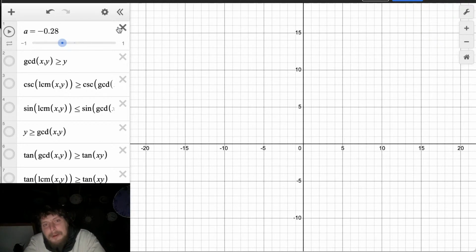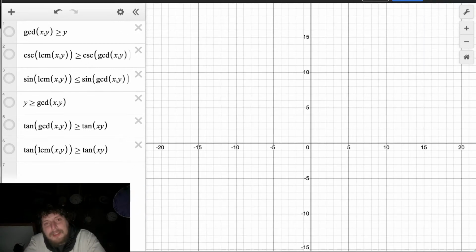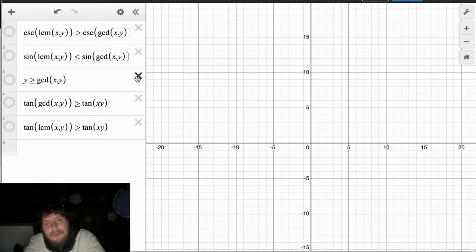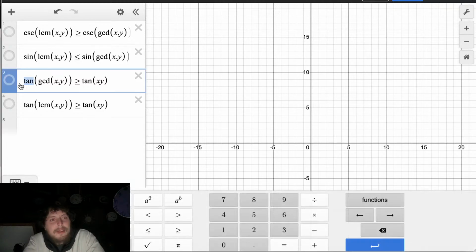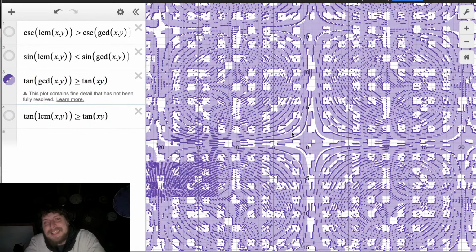We don't need A for a minute. Here I have the greatest common denominator, this one I showed. Here I tried, what if we put a tangent over it? Well, I tried others too, but tangent was extra cool. And I played around and found that a cool one is greater than or equal to the tangent of x times y. That's what this creates.